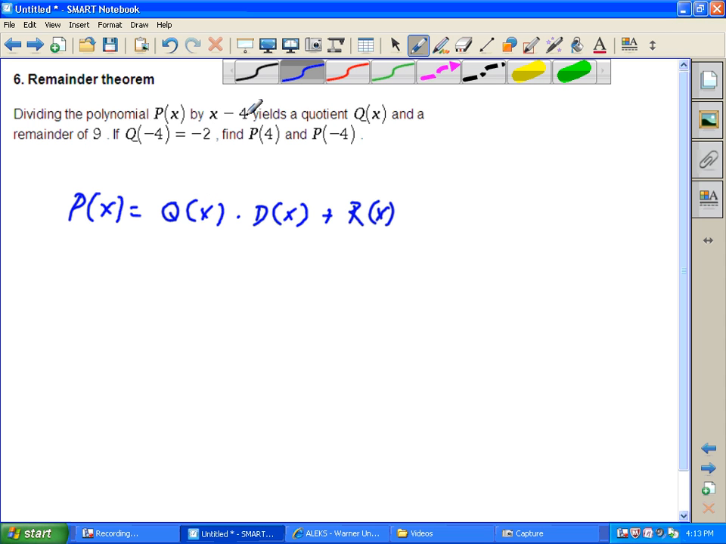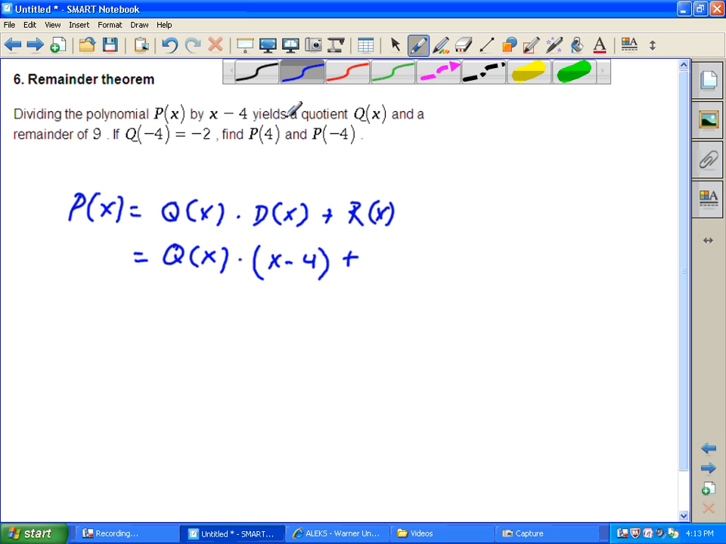So if we're dividing by x minus 4, which one of these is x minus 4? Repeat the question. All right, if we're dividing the polynomial p of x by x minus 4, which of these functions down here, q of x, d of x, or r of x, is x minus 4? Yes, it is d of x. Why is it d of x? Because it's the divisor. Very good. And r of x, what's r of x?